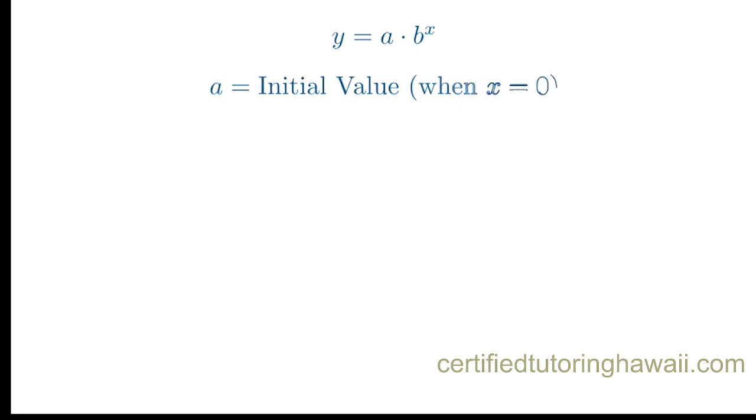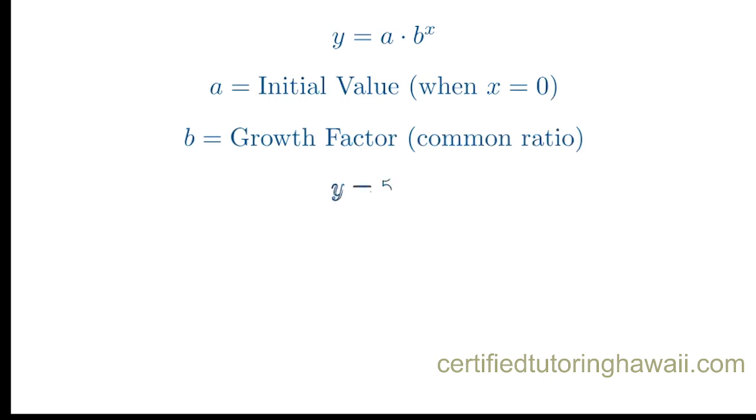Now, let's look at the structure of the exponential model. The standard form is y equals a times b to the power of x. Here, a represents the initial value, which is the output when the input x is 0. In our example, a is 5. The base b is the growth factor, or the common ratio we just found. In our case, b is 2, so our model is y equals 5 times 2 to the power of x.